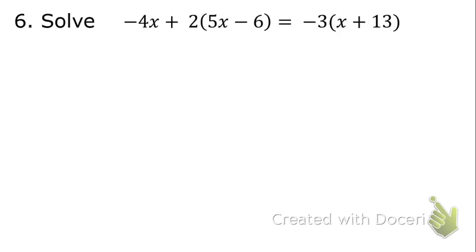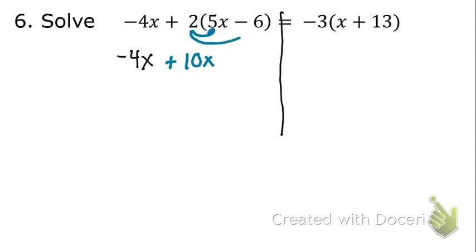All right, let's go on to number 6. Number 6 is very similar to number 5. Okay, so let's go ahead and draw our line. We got the left side and the right side. This negative 4x, nothing will happen to it yet, so we just bring it straight down. So we're going to distribute this 2 times this 5x, so we get 10x. We're going to distribute this 2 times this negative 6, which is negative 12.